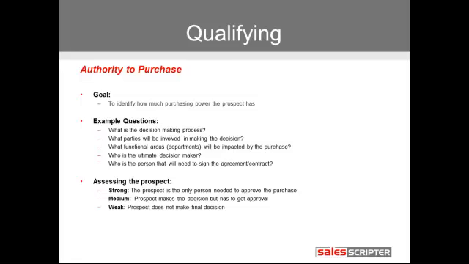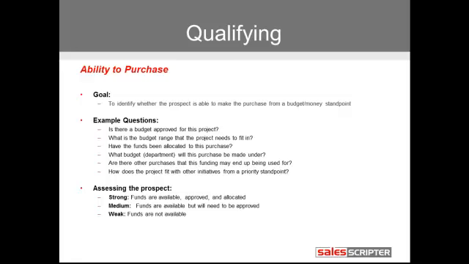Who's the ultimate decision maker? That's a decent question to ask in place of, are you the decision maker? Who is the person that will sign the agreement or contract? So assessing the answers to those: if the prospect you're dealing with is the only one needed, that's really strong. If the prospect makes the decision but has to get approval, it's a medium level qualification. And if the prospect does not make the final decision and doesn't really have an influence over it, then it's weak.